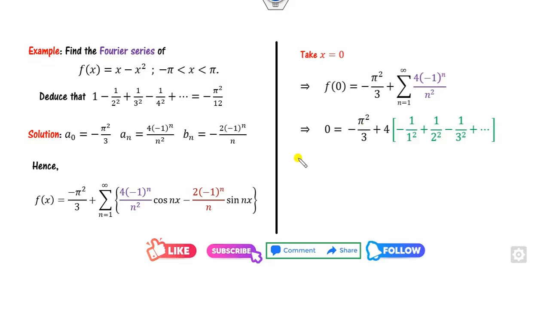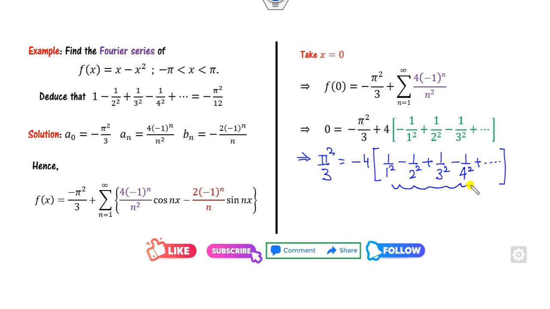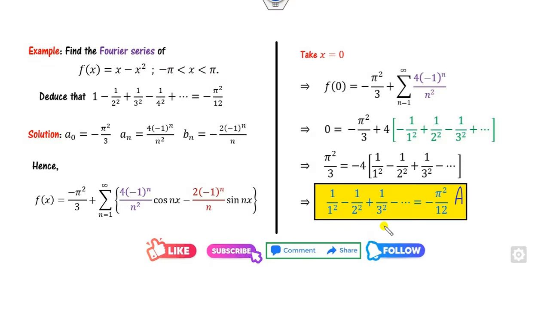Pi square by 3 I can put on the left hand side. I can take negative as a common because I need the first value as a positive. Minus 4 times 1 over 1 square, minus 1 over 2 square, plus 1 over 3 square, minus the next term, 1 over 4 square, and so on. Can you find this number? So minus 4 I can put on the denominator side. It is minus pi square by 12, the right answer of this problem.